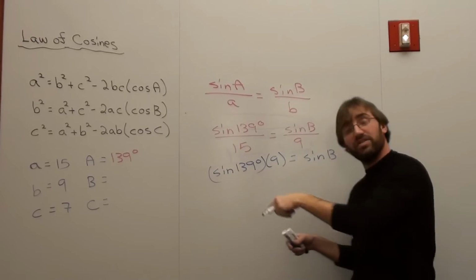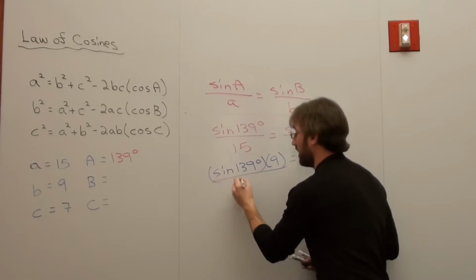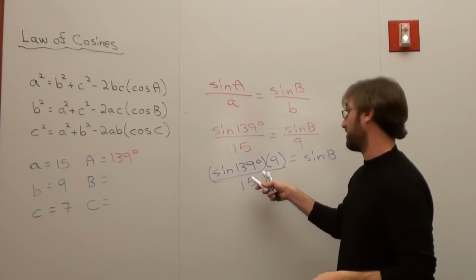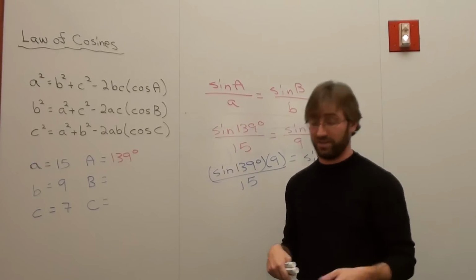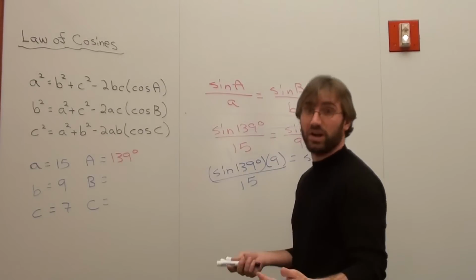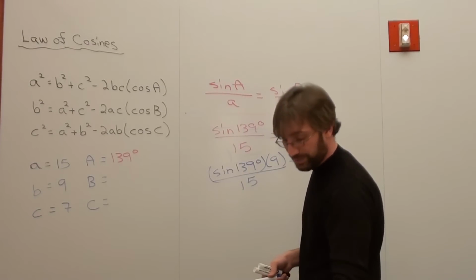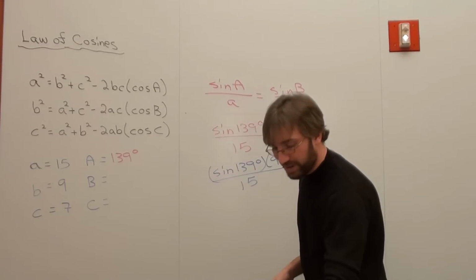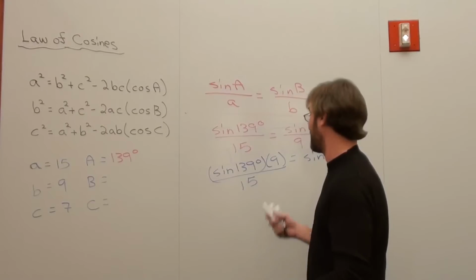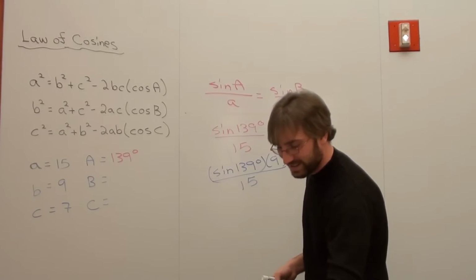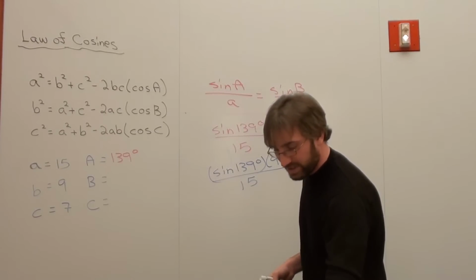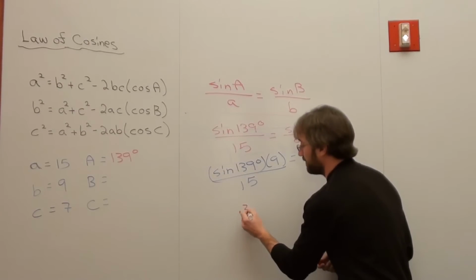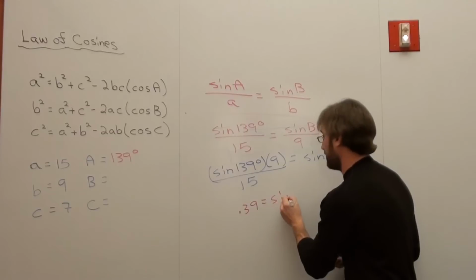But I'm going to divide by 15 on both sides to cancel that. And actually what I'm left with is this. So now what I've got to do is take the sine of 139 degrees, multiply by 9, divide by 15. And I'm going to do that without any rounding whatsoever. Well, I'm only going to round the answer. So sine 139 degrees. This is a perfect time for people to take out their own calculators and try this. Multiply by 9 and divide by 15 is about 0.39. I'm just going to leave it as 0.39 equals sine of B.